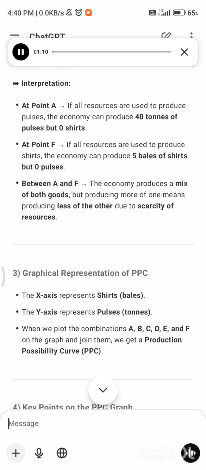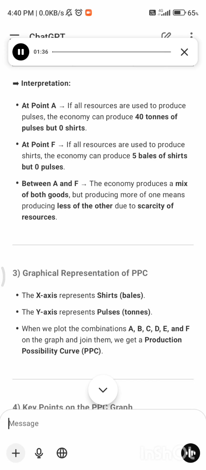Interpretation. If all resources are used to produce pulses, the economy can produce 40 tons of pulses, but 0 shirts. At point F, if all resources are used to produce shirts, the economy can produce 5 bales of shirts, but 0 pulses. Between A and F, the economy produces a mix of both goods, but producing more of one means producing less of the other due to scarcity of resources.